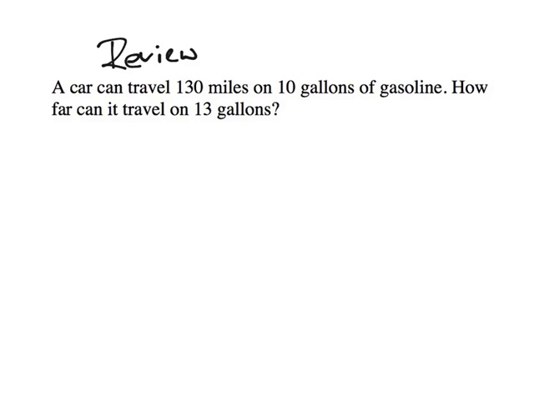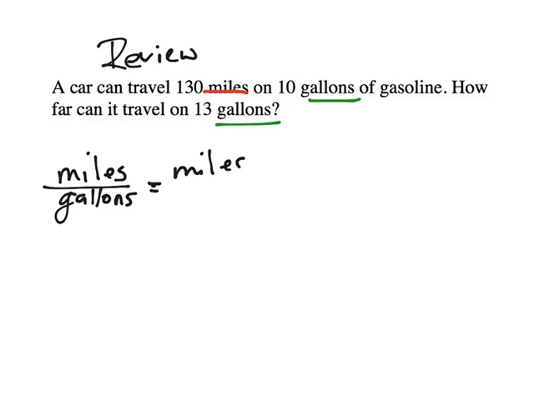Okay, so if you went ahead and answered it, the first thing you should be looking for are our units. A car can travel 130 miles on 10 gallons of gas. How far can it travel on 13 gallons of gas? So our two units are miles and gallons. If we set up the first ratio with that method, we have to set up the second ratio with that method.